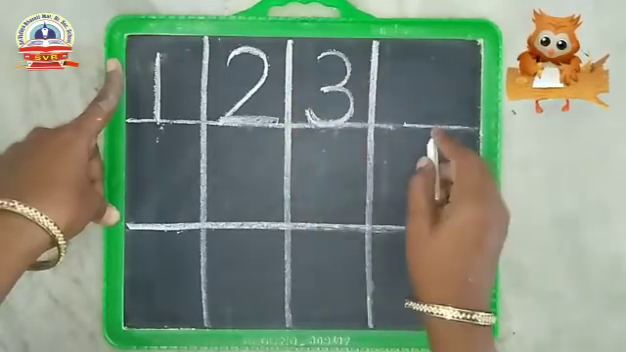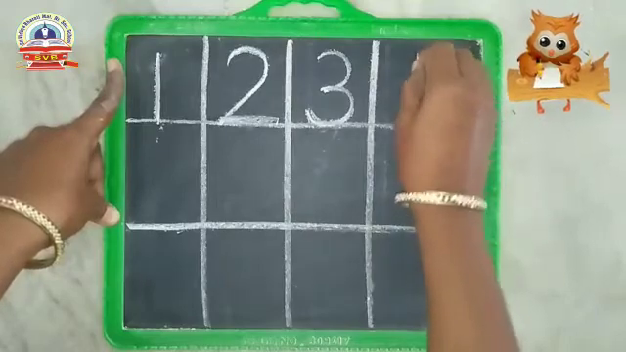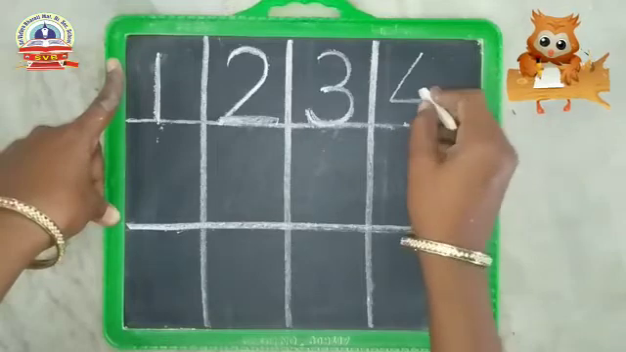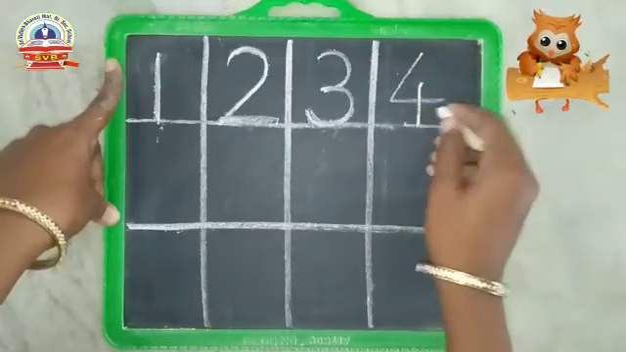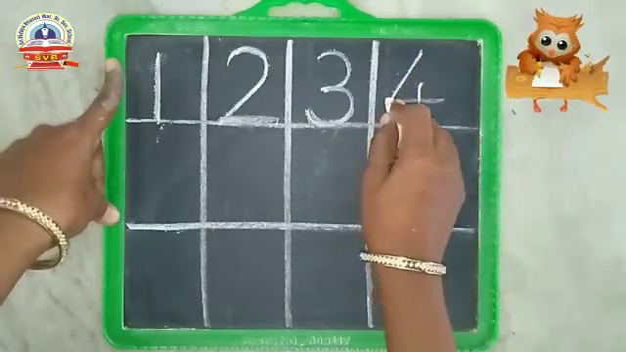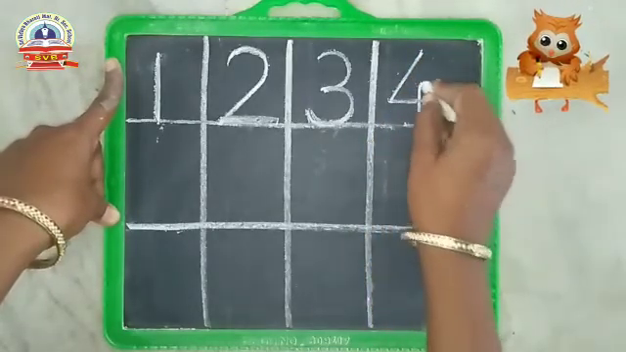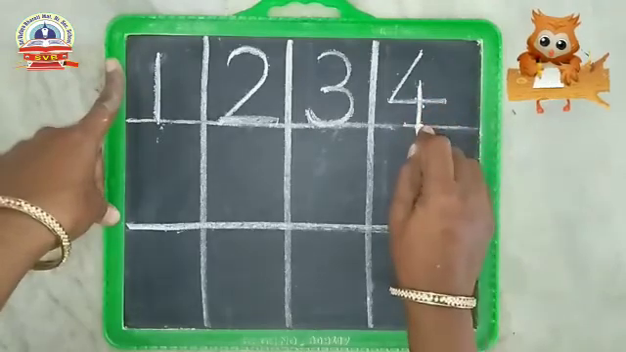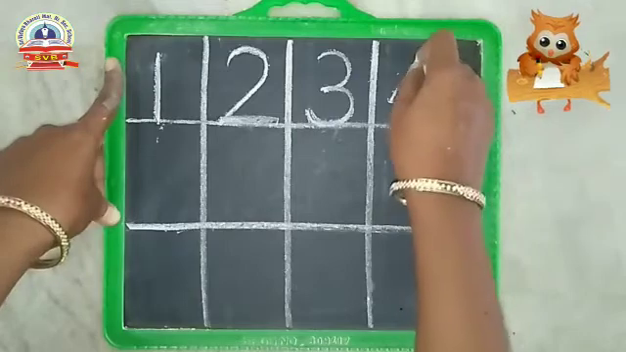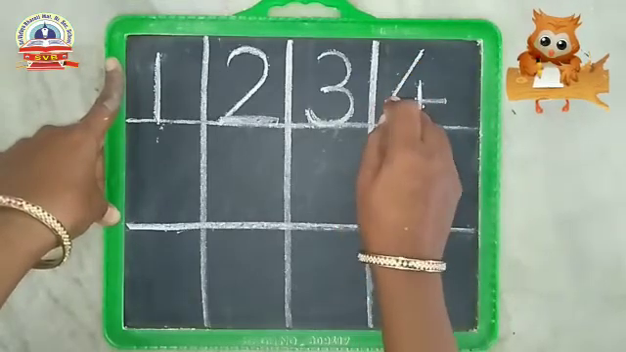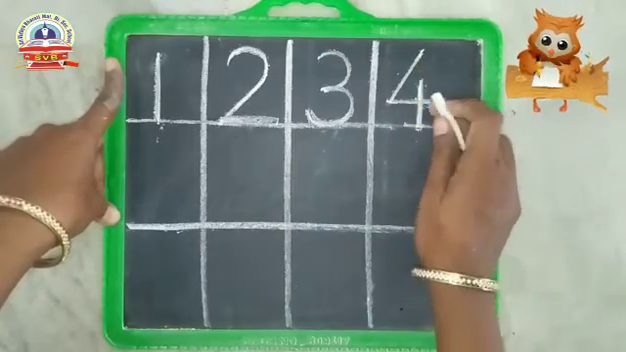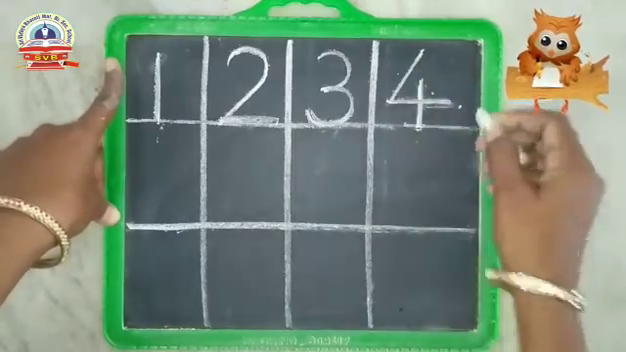Next comes 4. Right slanting line and sleeping line and standing line in the middle. Write again, right slanting line and sleeping line and standing line in the middle. This is number 4. Write again, right slanting line and sleeping line and standing line in the middle. This is number 4.